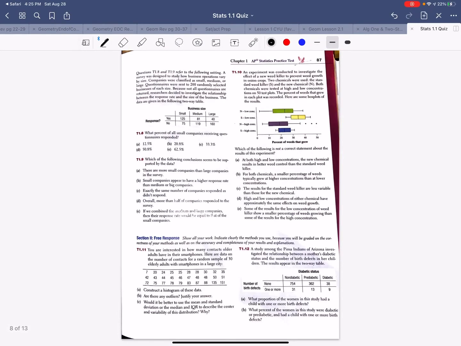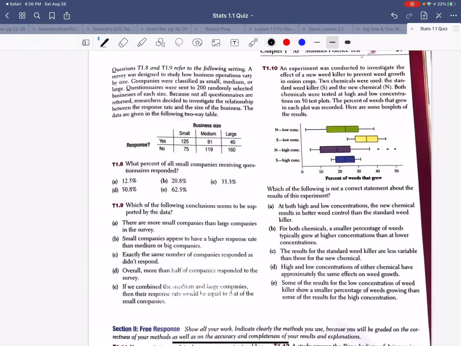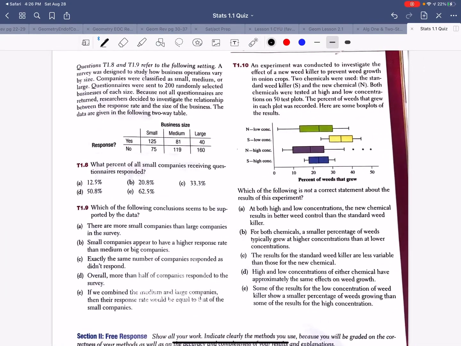All right. Says this question refers to the following setting. A survey was designed to study the business operations by size. Companies were classified small, medium, and large. The questionnaires were sent to 200 randomly selected businesses of each size. So I'm just totaling the margin.